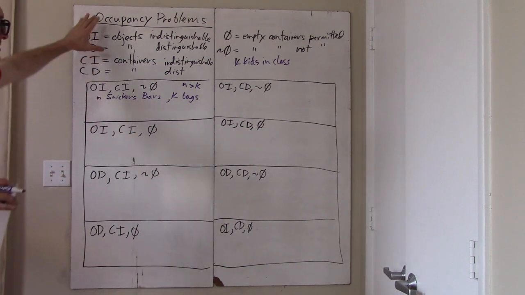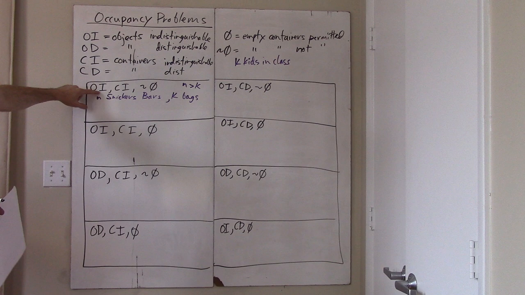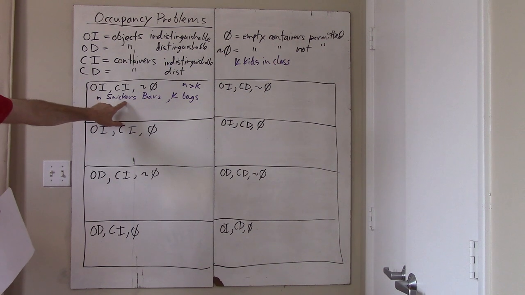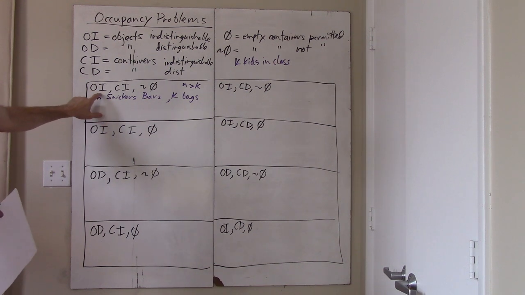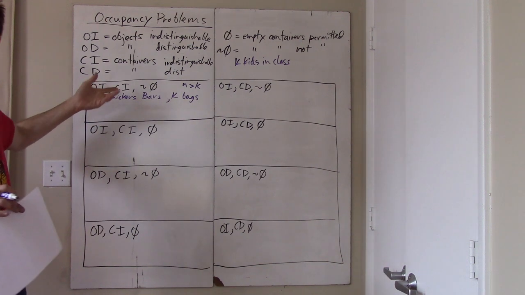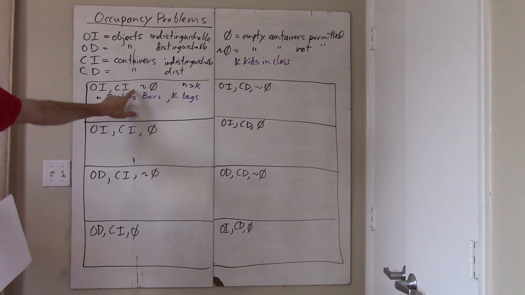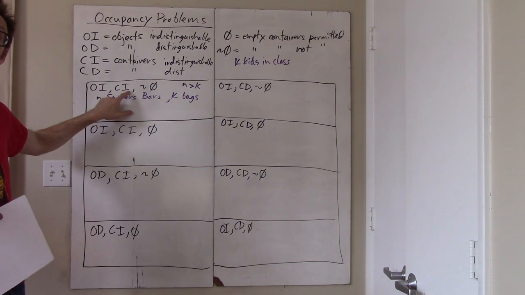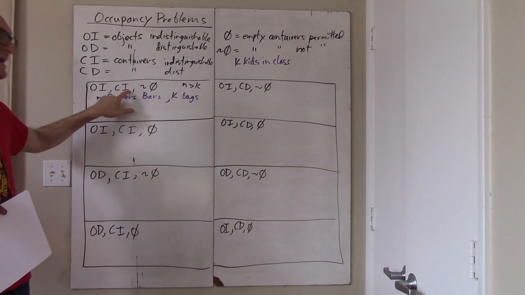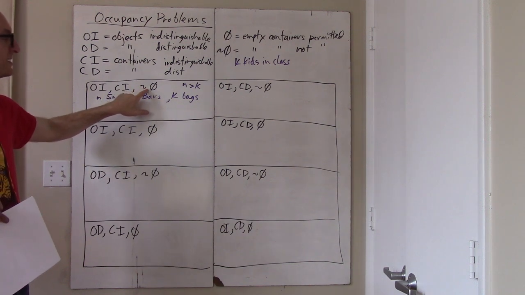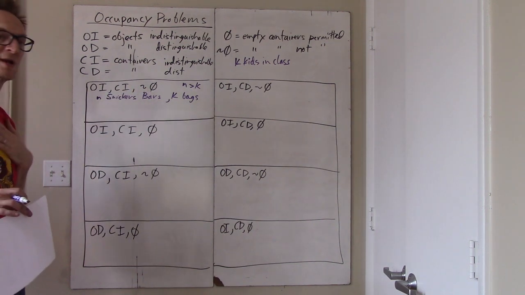All right, so in the language above, we have objects indistinguishable because the objects to be distributed are Snickers bars and they're all just Snickers bars. So if you just have N Snickers bars in your hand, you can't tell them apart from each other. The containers are indistinguishable as well because we're just putting stuff in bags. We don't know which bag is going to which kid. So they're just bags, man. And not empty means that no bag can be empty. How many ways are there to do this?